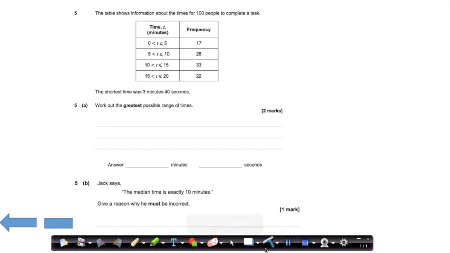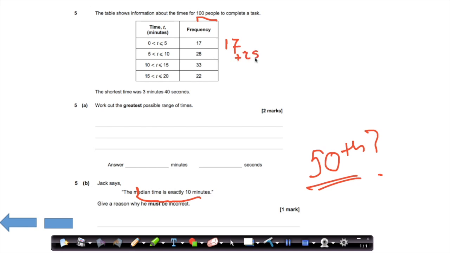We know that he's wrong because if there are 100 people, then where is the 50th person? Remember, if these are in order, which they are, because we go from 0 to 20, where is the 50th person? Because wherever they are lies the median time. Well, it's a case of addition. 17 plus 28 will give us 45. So the 45th person lies in this category here.